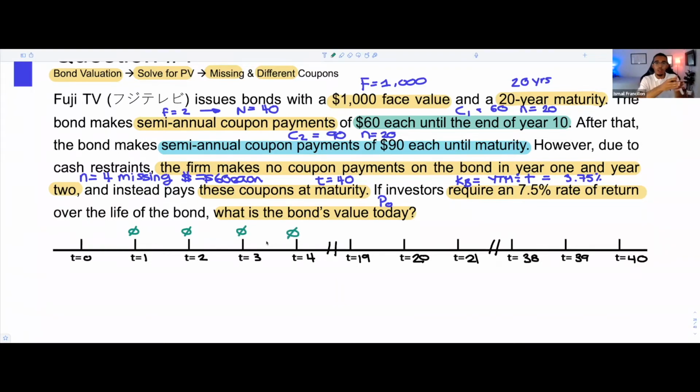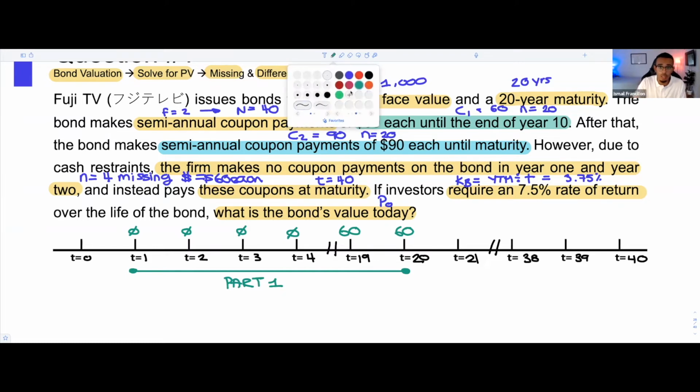And then we know that our $60 payments each will begin, because the first 4 payments are not going to exist, such that at T19 you should be getting $60, and at T20 you should be getting $60, okay? That's the first part. So we could draw it out like this. That's going to be our part 1, okay? So we could call this part 1. Then we could move on to the next color.